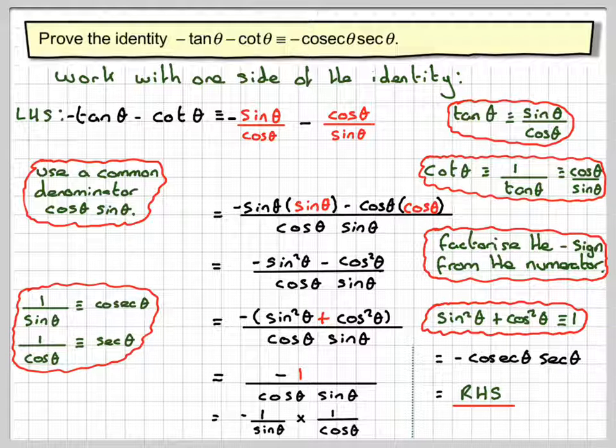identity. Okay, so this has been a video to show you how to prove an identity. So the normal procedure is start on one side and work to the other. You don't always have to start on the left hand side, sometimes it might be easier to start on the right hand side and work to the left hand side.